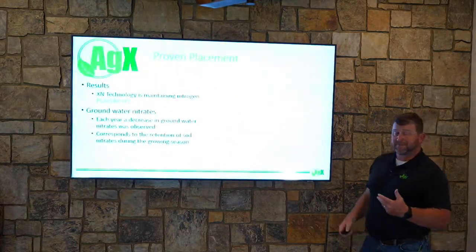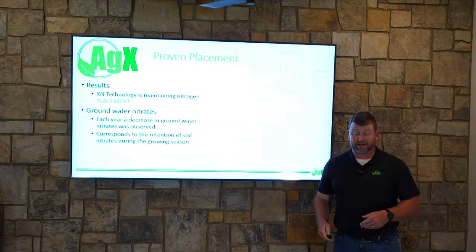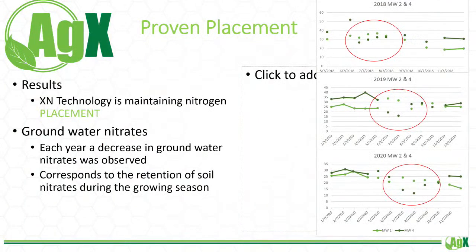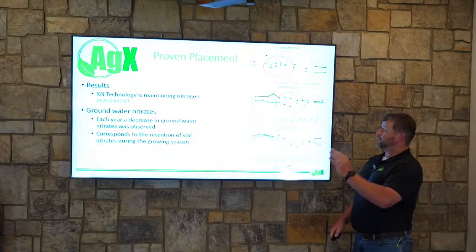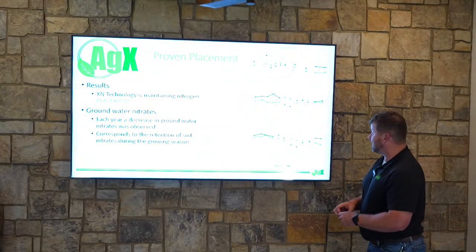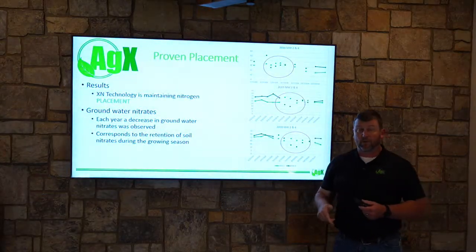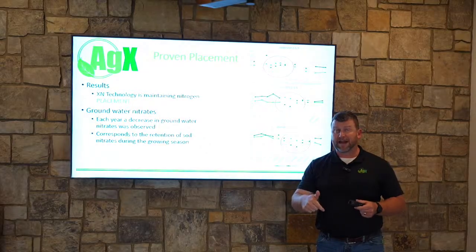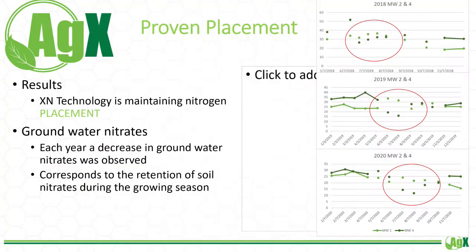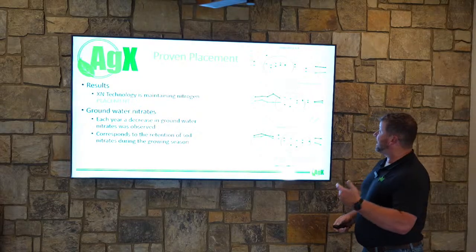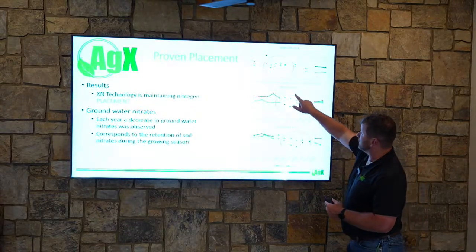So when we start to think about, well, what does that say for the big picture? We went in and sampled the groundwater. We sampled the groundwater in 3 different years, and we sampled it throughout the year. As we look at the lines here, the dark green dots are monitoring well 4. Remember, that was the N-Zone Max treated side of the field. The light green is monitoring well 2, which is the untreated side. And what we found each and every year is shown in these red circles.